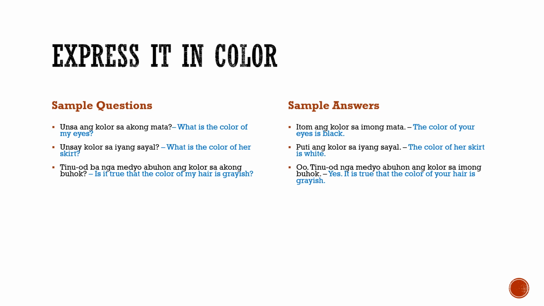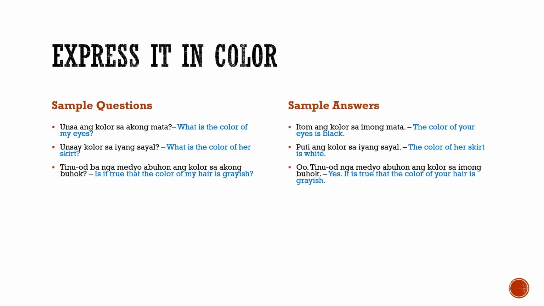Tinuod. Tinuod means true. Then followed by the word ba. Now again, when you use the word ba, it changes it into a question, a form of asking. So, tinuod ba? Is it true that nga medyo? So medyo here expresses a form of like a hint or a slight reference. So medyo abuhon, meaning to say it's not really gray. It's just slightly gray. It's just a hint of gray.